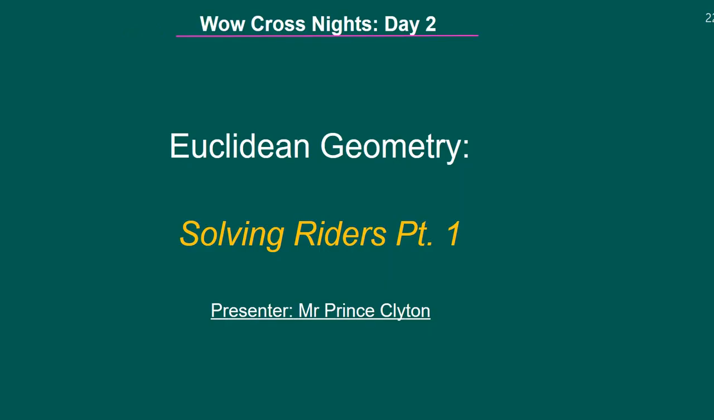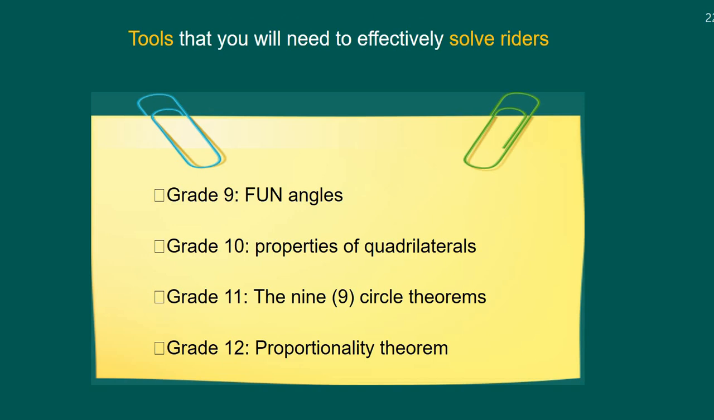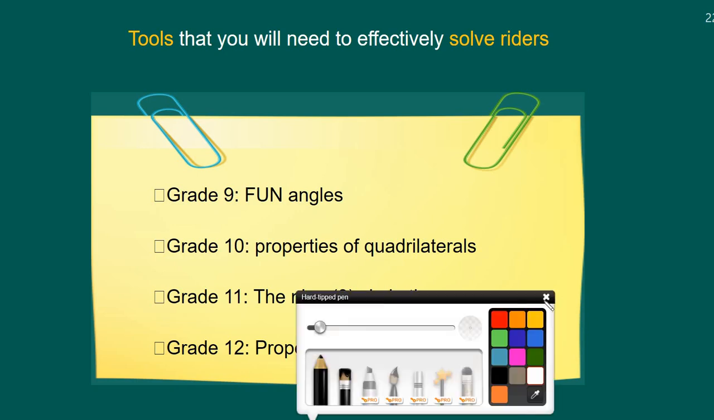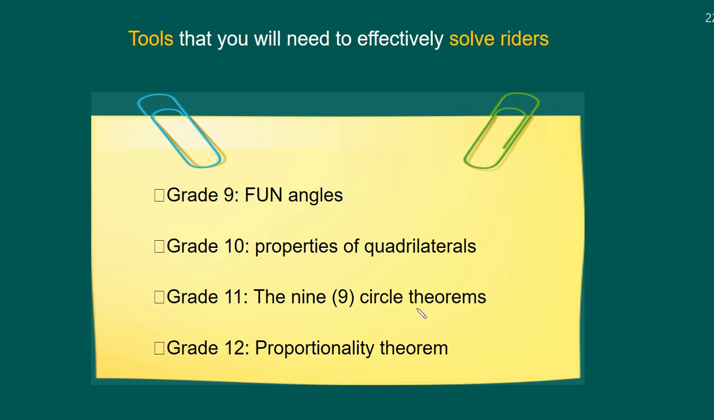Okay, so remember for day 2, we are going to be looking at solving these riders, right? And this is the background knowledge that we need. Because in grade 9, we need to know those fun angles, which we are going to look at in a few seconds. And in grade 10, we need to know the properties of quadrilaterals. You know, Euclidean geometry, like I told you, these riders combine everything. So we need to know the properties of quadrilaterals. And from grade 11, we need to know the 9 theorems that we have for circles.